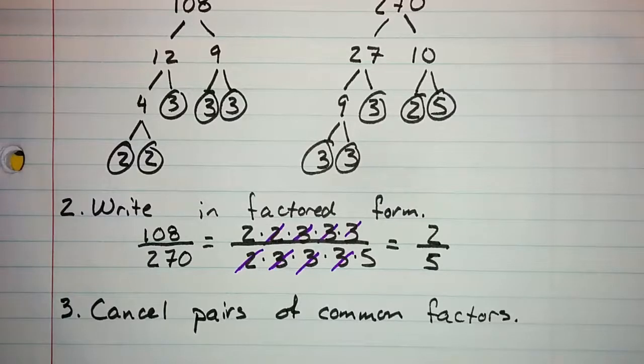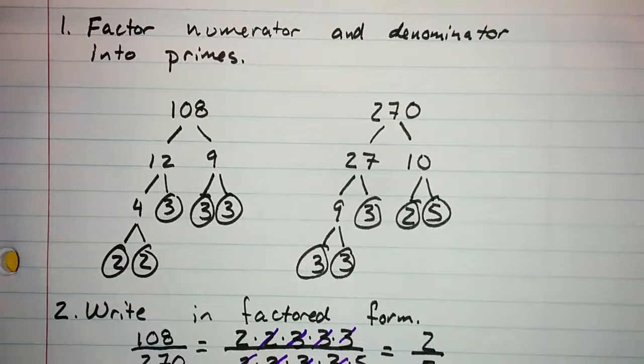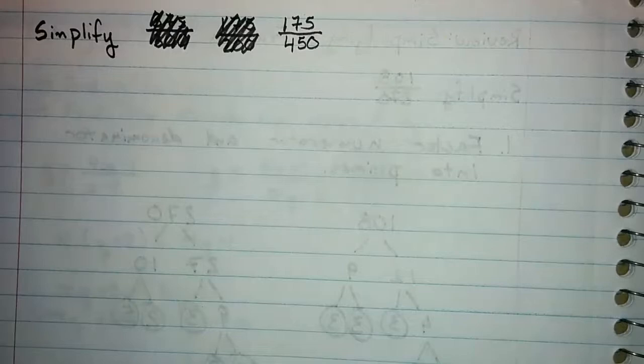I'm going to have you try one of these, and I'm going to ask you to use this method specifically, using the prime factorization of the numerator and denominator. I'm aware that there are other methods to get this answer when we're working with numbers, but this is the method that we're going to use with polynomials. Simplify the fraction 175/450ths. Pause the video and try this now.